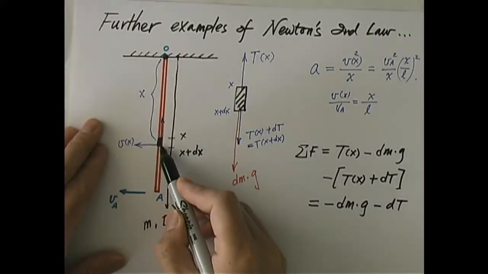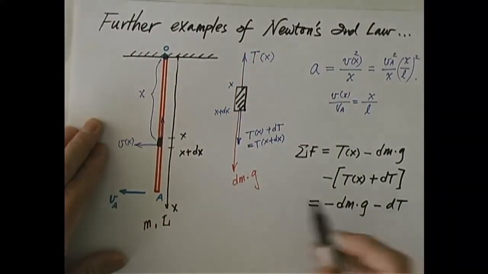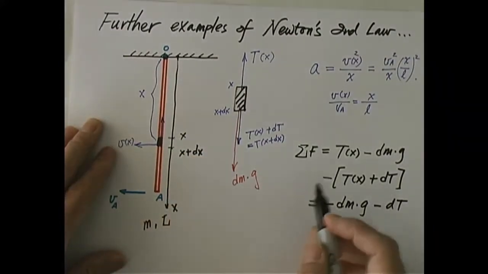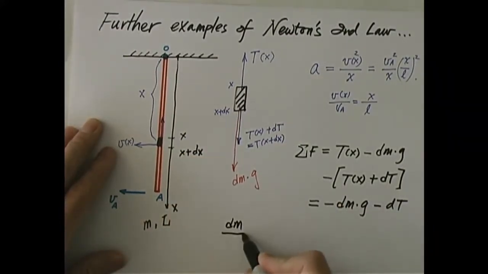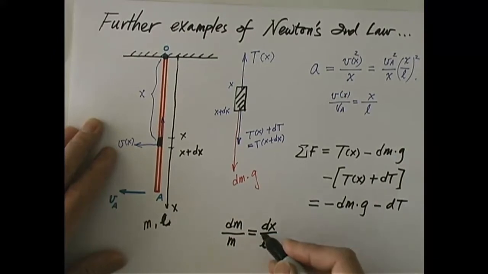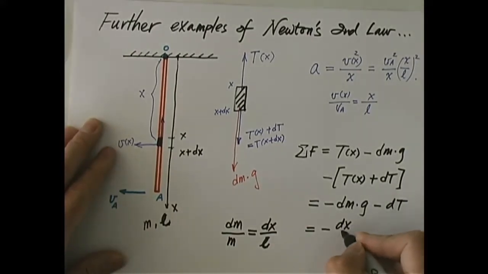What is dm? dm is the mass of this little piece. It is a portion of the total mass, and since the mass is uniformly distributed, dm depends on how thick it is from here to there. The thickness, of course, is dx. So isn't it true that dm over the total mass should be equal to dx over the total length L? Same as this L. So I know what dm is. dm is dx times m over L. So that's dm. It is negative dx over L times mg, and then minus dT.